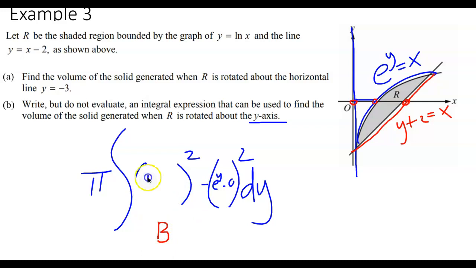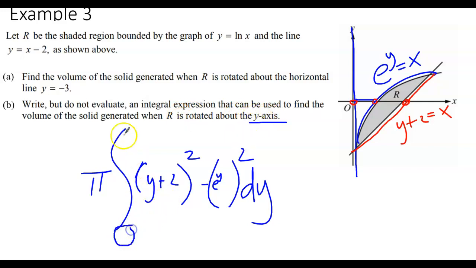And so what we could do is we could really just put y plus 2, and we could really just put e to the y, because 0 doesn't really do anything, right? So we could really just write it like that. But I just wanted to write it out so you guys can kind of see the process is really the same. Now there's one other important difference when you're trying to do things rotated around vertical axes.